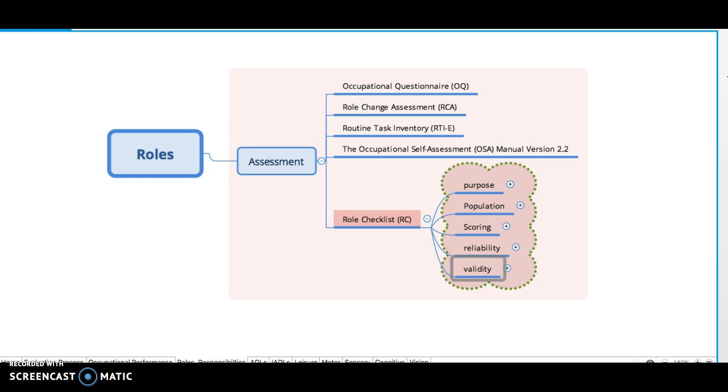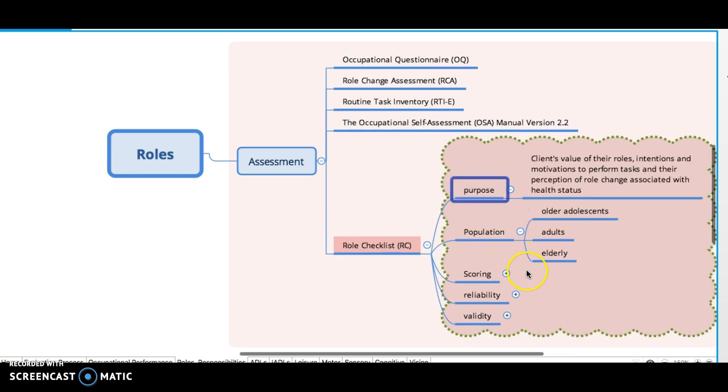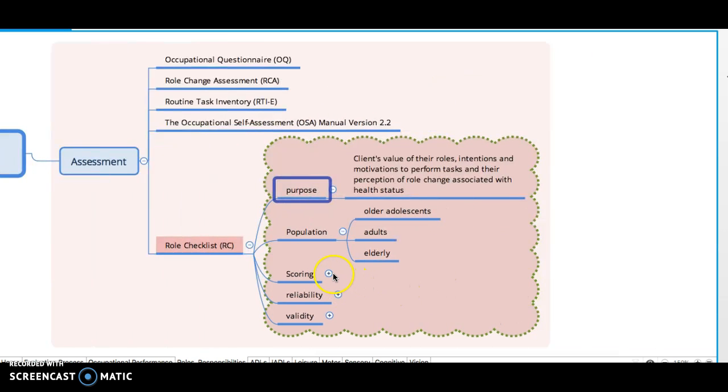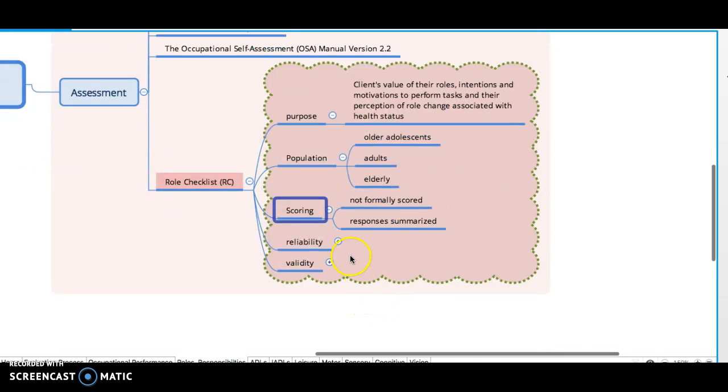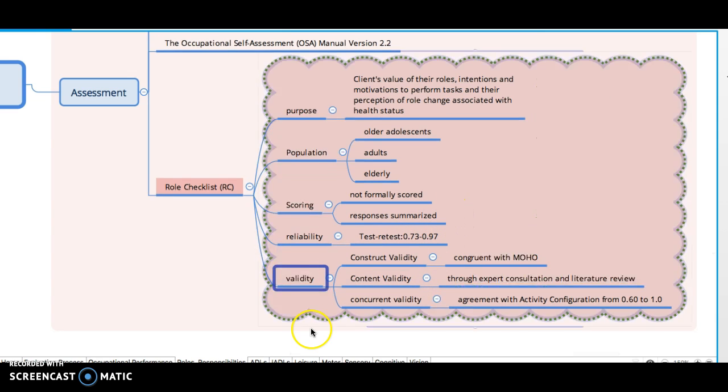For each assessment covered, we decided to highlight the population, the purpose, the scoring, the reliability, and the validity. In learning how to evaluate roles, we practiced using the role checklist in class. So here you can see those important details.